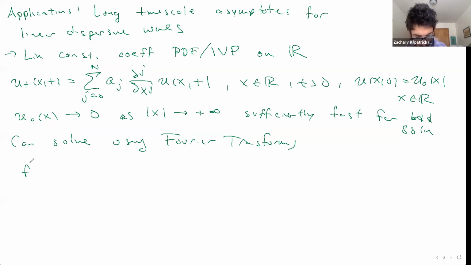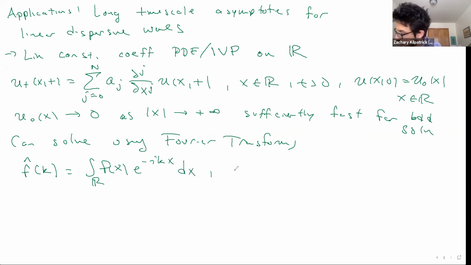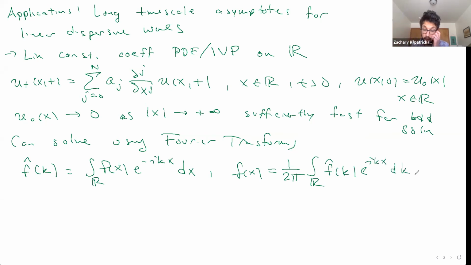Okay, so what's a Fourier transform? Well, it's a function f hat of k that you get by taking the integral of some function against e to the minus i kx dx. And then you can invert that Fourier transform. This is just one convention, the one we'll use, by taking 1 over 2 pi times the integral over the reals of f hat e to the i kx dk. Okay, so the typical way that you solve using Fourier transforms is to move everything into Fourier transform space.